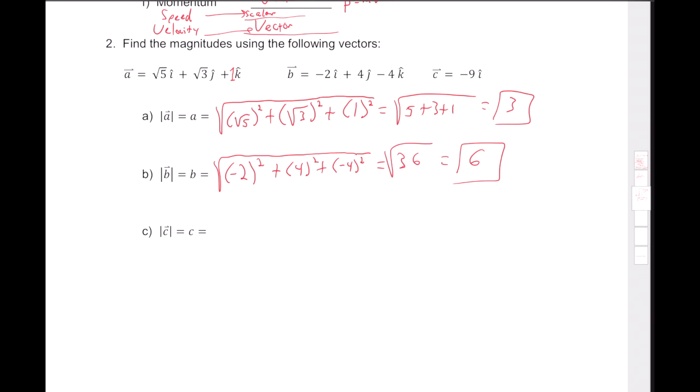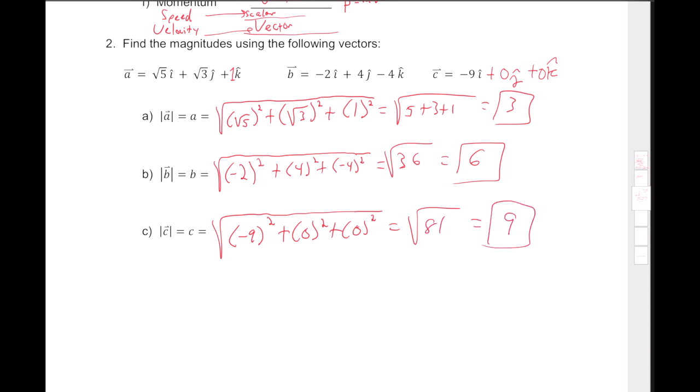All right, let's try it for arguably the most challenging one, C here, because they only write one of the components. Well, what must that mean? Well, that means that the others are just 0. This vector has nothing but i hat. It has no j or k hat. So we'll just take that into account. Negative 9 squared plus 0 squared plus 0 squared. So that's the square root of 81, and that is 9.